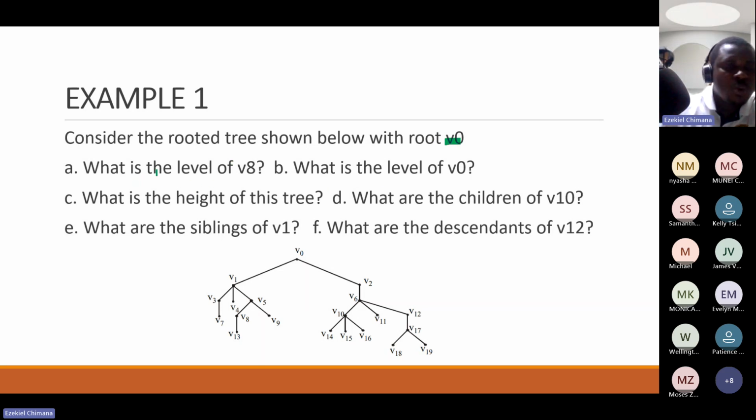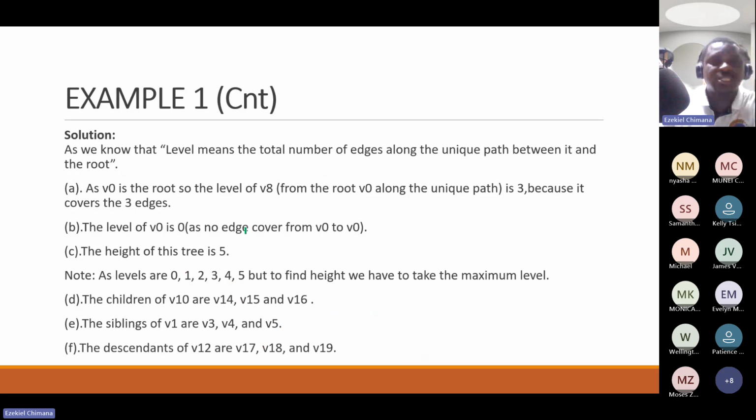So consider the rooted tree shown below with the root V0. What is the level of V8? You need to look at it. The level of V8: level 0, level 1, level 2, level 3, that's V8 there. What is the level of V0? 0. What is the height of this tree? 1, 2, 3, 4, I think it's 5 as the height. Here are the answers for you. V0 is the root, the level of V8 is 3, and the height is 5.